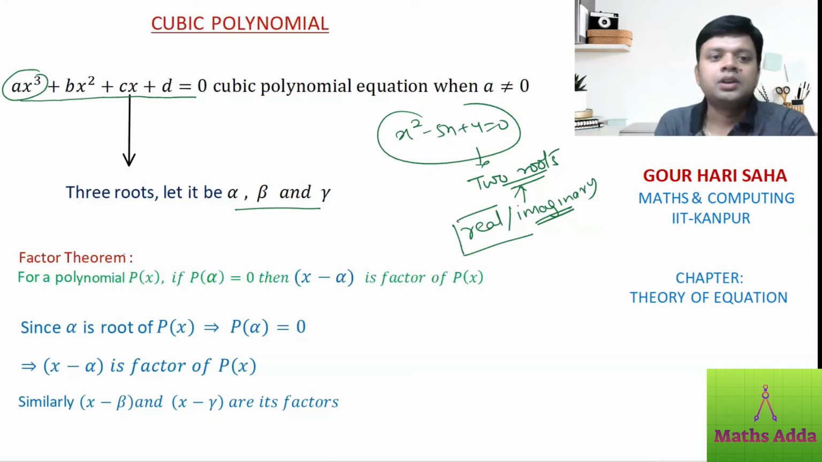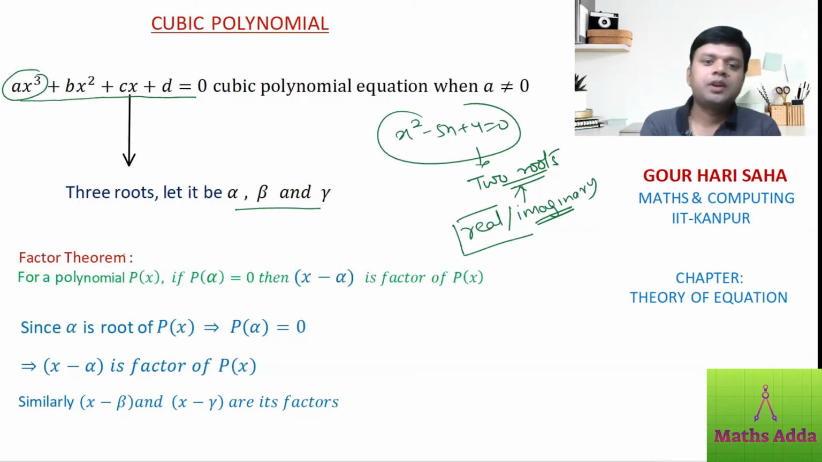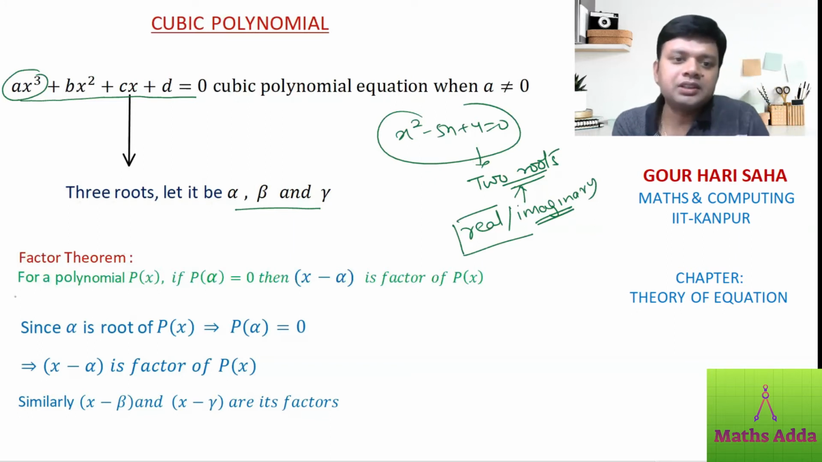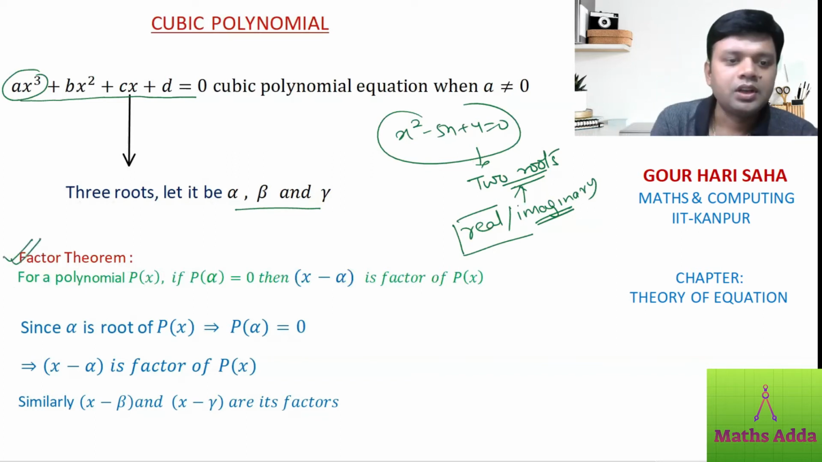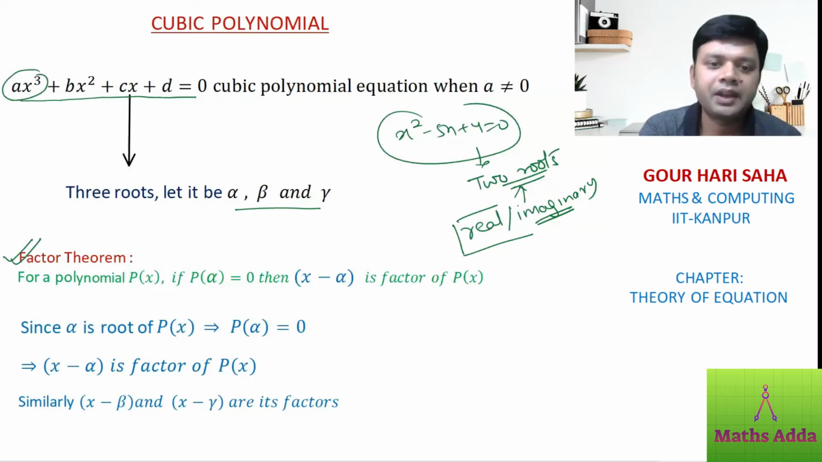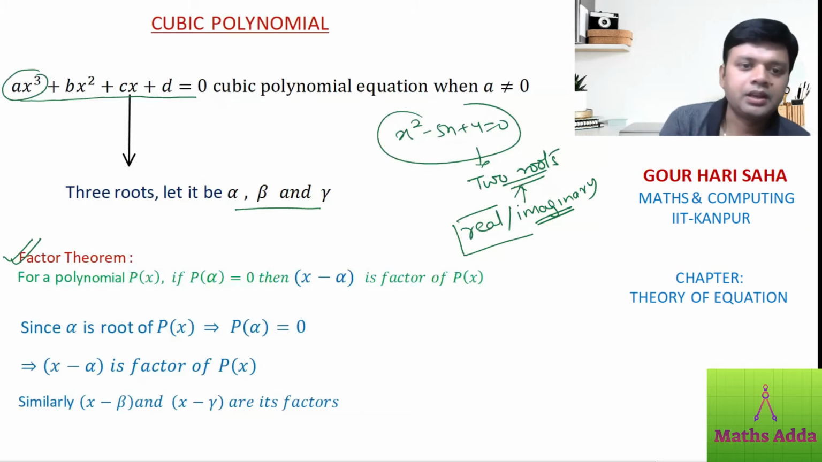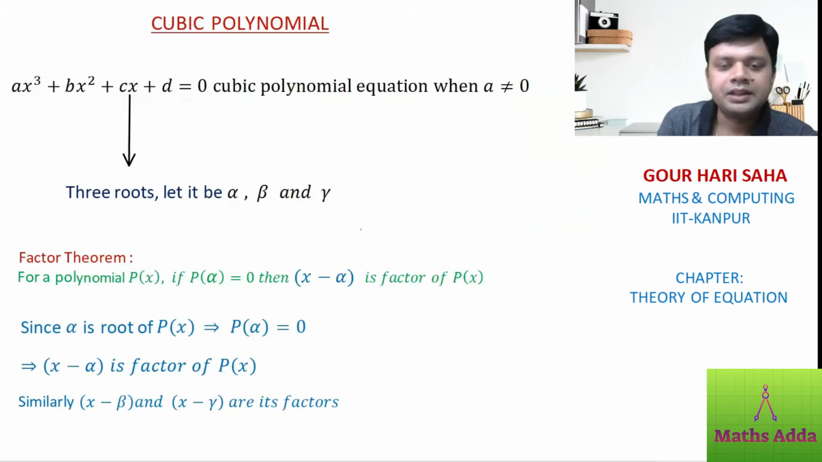So when a cubic equation has 3 roots alpha, beta and gamma, we use a theorem called the factor theorem. And what is the factor theorem? It says if p(x) is a polynomial and if you put alpha in place of x everywhere and you get the value 0, then x minus alpha is a factor of p(x). Let's do it using an example.